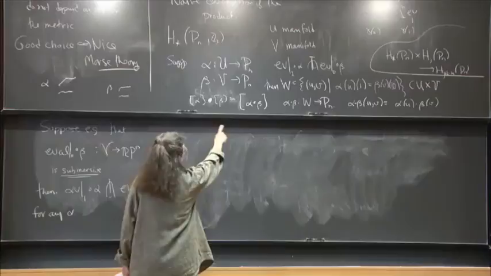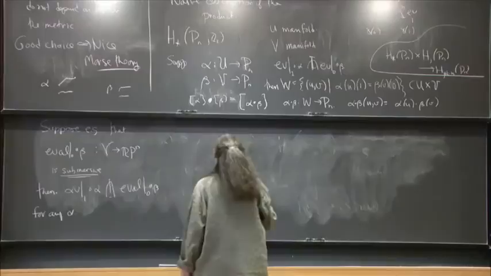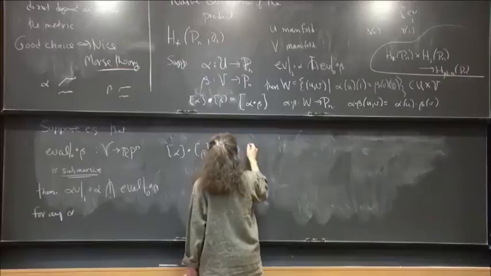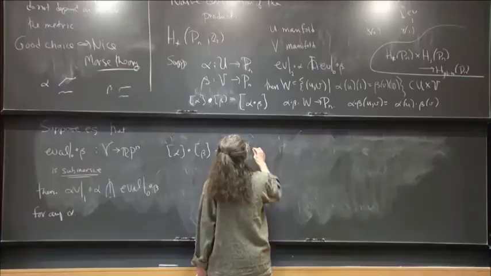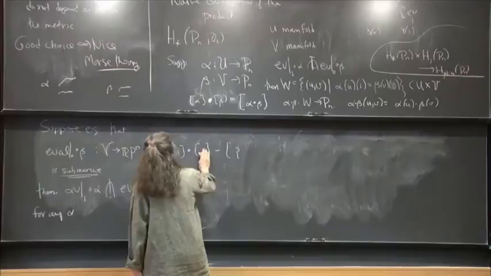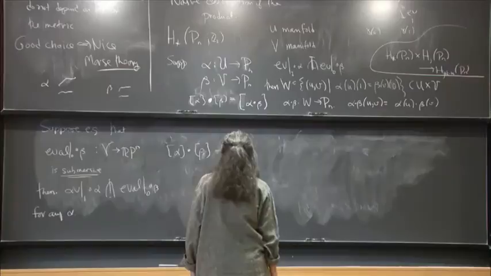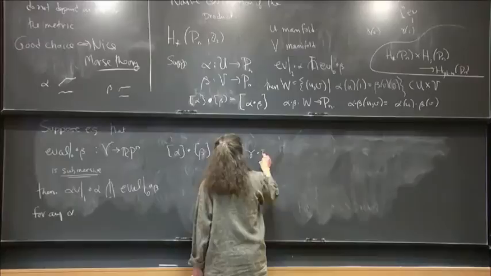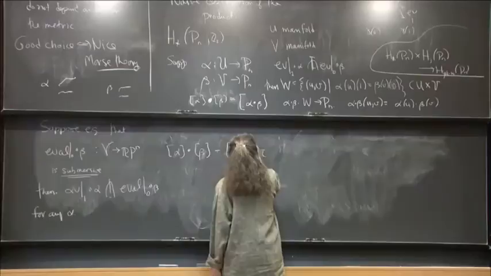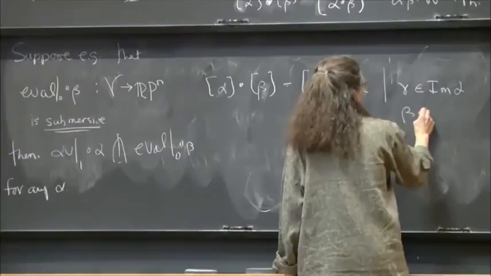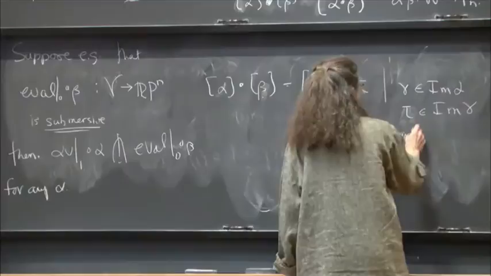So the product of alpha with beta is represented by the set of all paths of the form gamma tau, the composition of two paths, such that gamma is in the image of alpha, tau is in the image of beta, and gamma of 1 is equal to tau of 0.